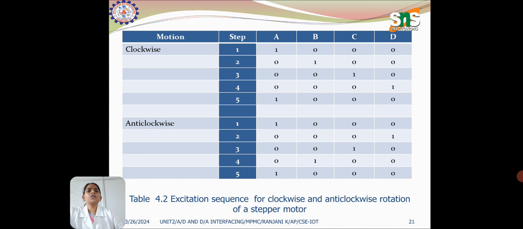Here the calculation is the total number of steps. For example, 200 steps are required to complete one rotation, and the total number of repeated steps, for example 50 repetitions of the sequence, is 32 hexadecimal. Now let us see the motion step and the excitation sequence for clockwise and anti-clockwise rotation of the stepper motor. How the rotation proceeds is clearly visible in this table.